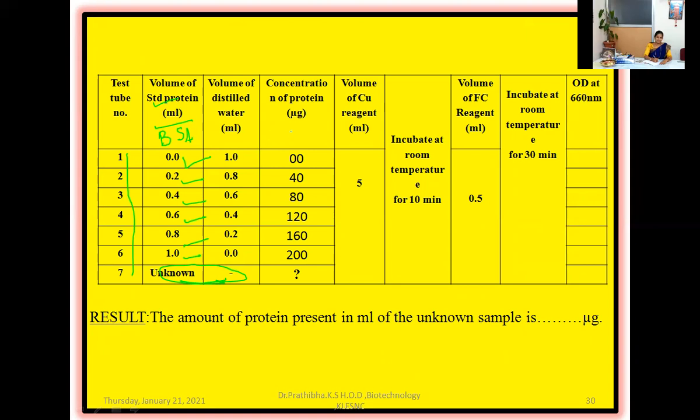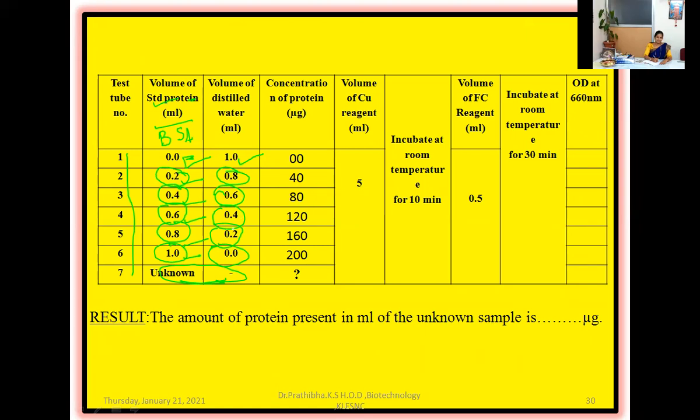Then make up the final volume to 1 ml. In the first one we have taken 0, so the final volume will be 1.0, meaning 1 ml of water will be added. Here we already added 0.2, so to make up the final volume you'll add 0.8. Here 0.6, here 0.4, here 0.2, using the glass pipette. You will not be given a micropipette, you need to work with the glass pipette. In all the test tubes there should be an equal amount of liquid.